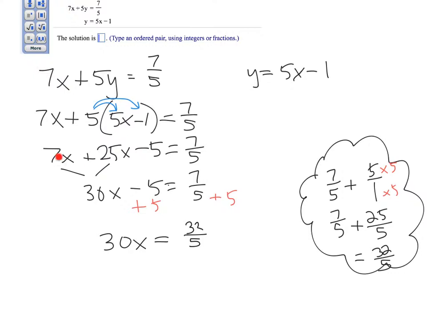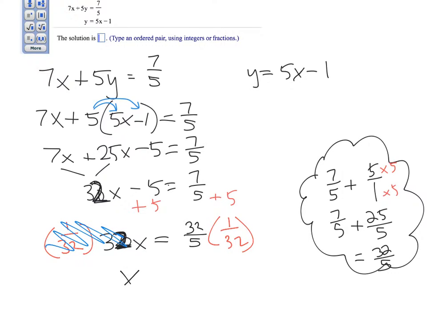And by the way, I noticed I goofed up over here. 7 plus 25 is actually 32. And so this is 32. All right, so now, what's our next step here? I'm going to multiply both sides by 1 over 32. And when I do that, this 32 and 1 over 32 cancel out, leaving us just with the x. And then over here, this 32 cancels out with that 32, leaving us with 1/5. So x is equal to 1/5.